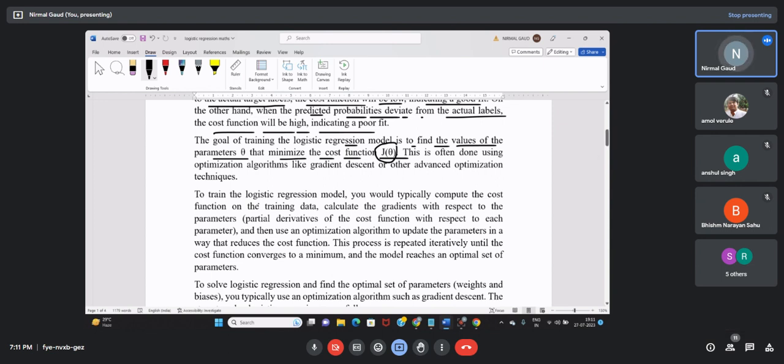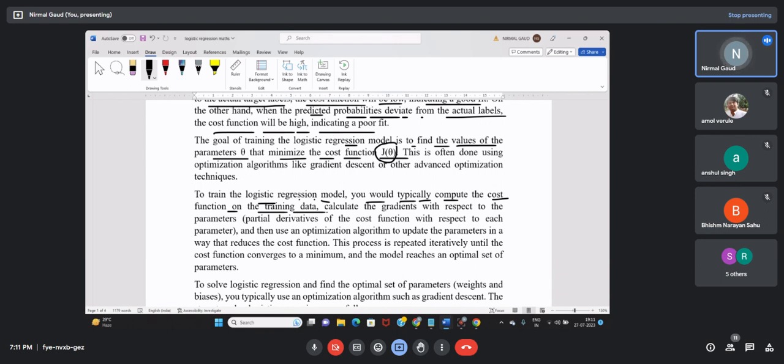It's telling us that to train a logistic regression model, we typically need to compute the cost function on the training data. Obviously, we split our data into training and testing. We put the training data into our logistic regression, and then we train it. Then we need to calculate the gradients with respect to the parameters. We did the same thing in the case of linear regression also.